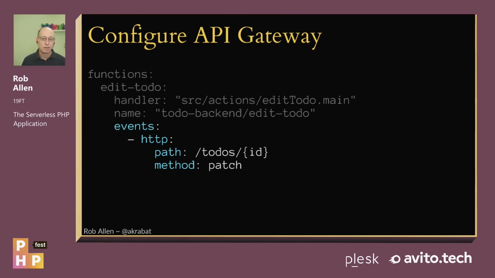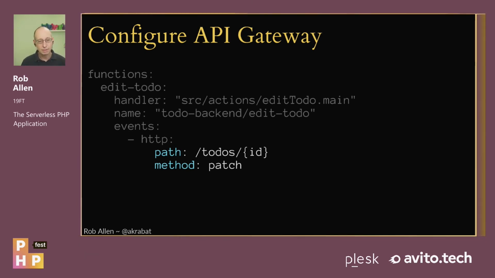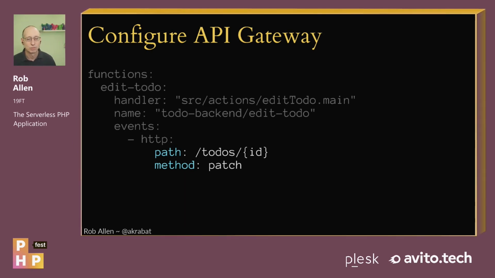Then I've got my API gateway itself. I can manage and define how this particular action will be invoked from the web. It's an HTTP event, and it has a path and a method. So this one in particular is for editing a to-do item. So its path is going to be /todos/ID, and ID is a placeholder. And the method is going to be PATCH, because that's the specification for this particular API.